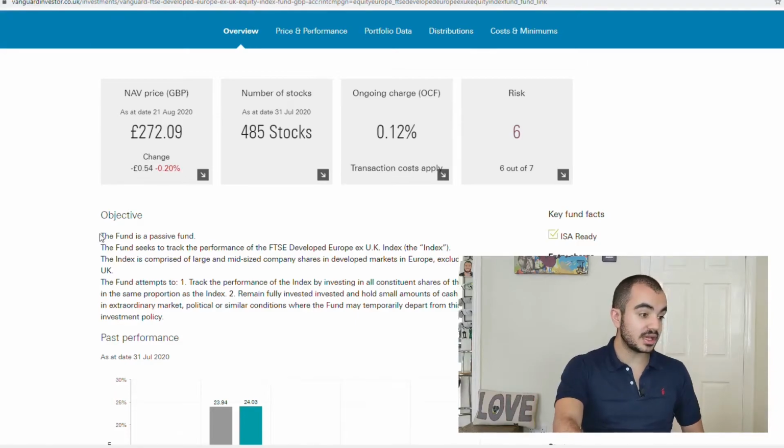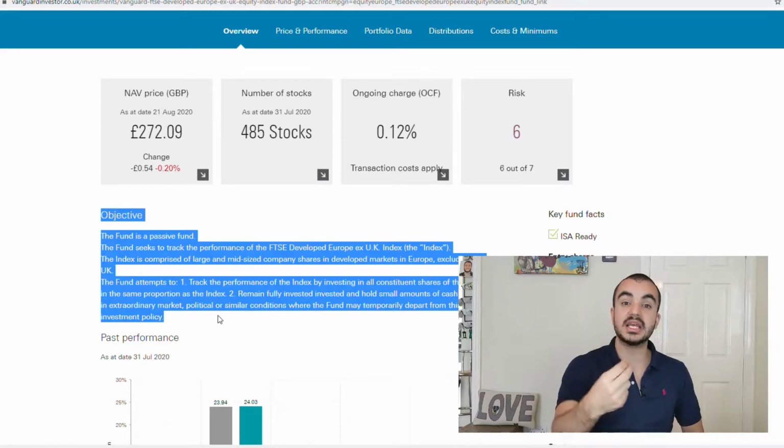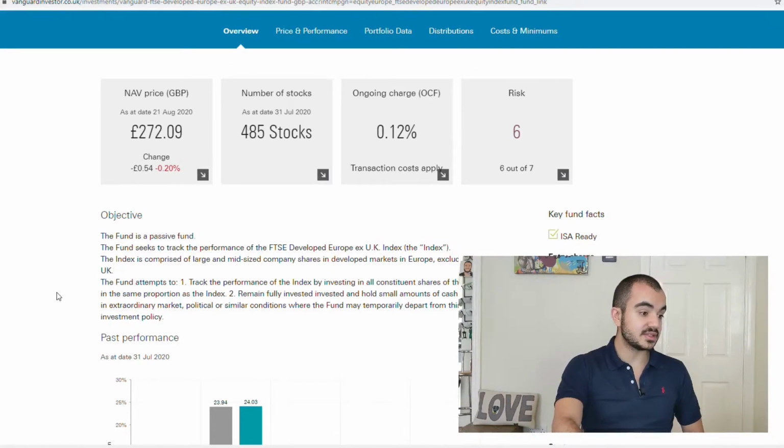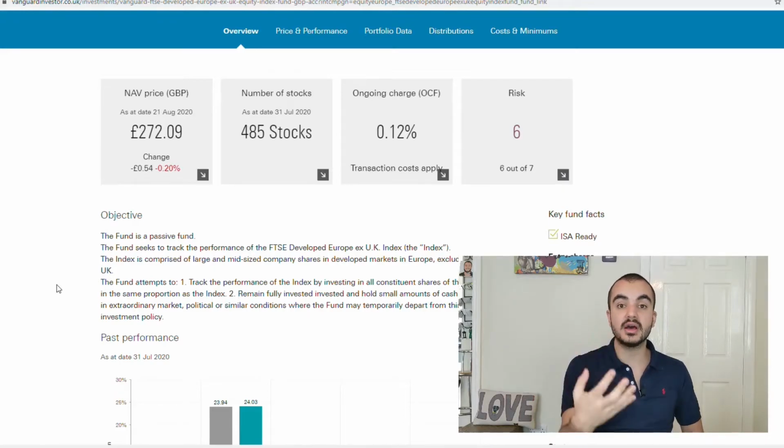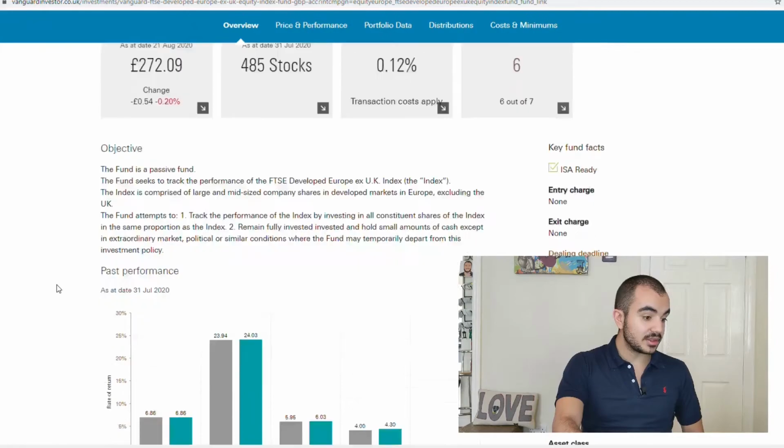One of the key things to look at is the objective. This is really the mission statement of the index fund, so it should be telling you what its goal is. Here it immediately says this fund is a passive fund. It seeks to track the performance of the FTSE Developed Europe excluding UK index, and the index is comprised of large to mid-sized company shares in developed markets in Europe excluding the UK. So immediately I know it's looking at developed markets excluding the UK, and it's looking at the large to medium companies. Cool, and then we'll look at the past performance.